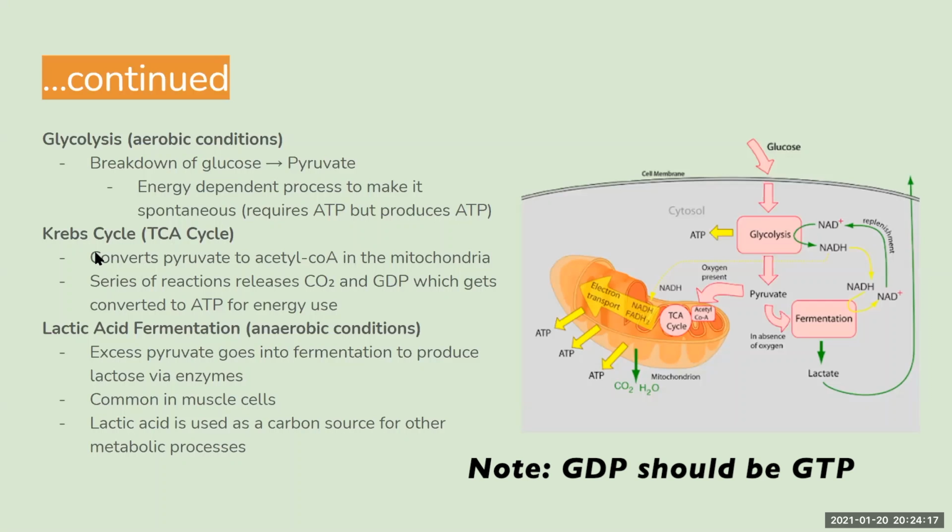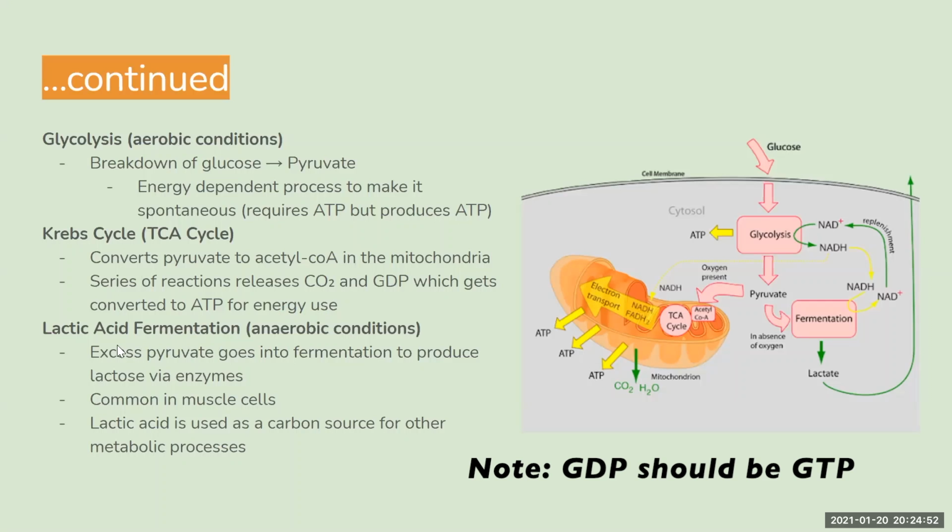The Krebs cycle, also known as the citric acid cycle, converts the pyruvate to acetyl coenzyme A, and this gets transported into the mitochondria, which is commonly known as the powerhouse of the cell, because that is where most of the ATP production is in our cells. There's a series of reactions, and it releases carbon dioxide and GDP, which gets converted to ATP for energy use. So actually this cycle produces GDP, which is a different form of ATP that indirectly produces ATP.